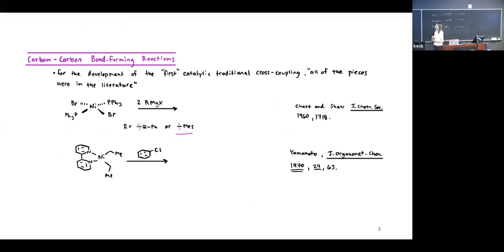So we'll start very classic with carbon-carbon bond forming reactions. Before we go into catalysis, I just want to show a few examples of some of the puzzle pieces that were already published in the literature prior to a catalytic approach being published a few years later. This example is from Chatt and Shaw in 1960, where they have this nickel bisphosphine complex, and they treat it with a Grignard reagent. What do you think is going to happen here?